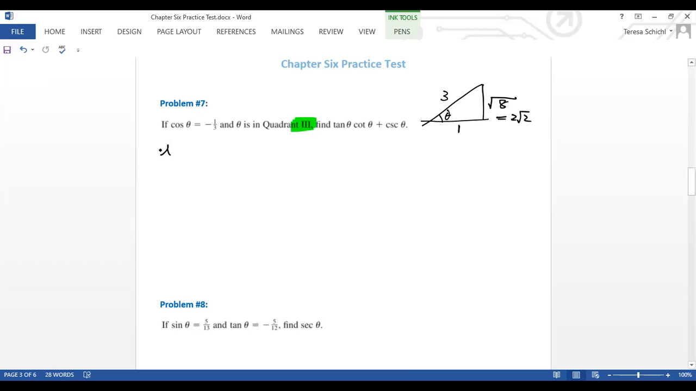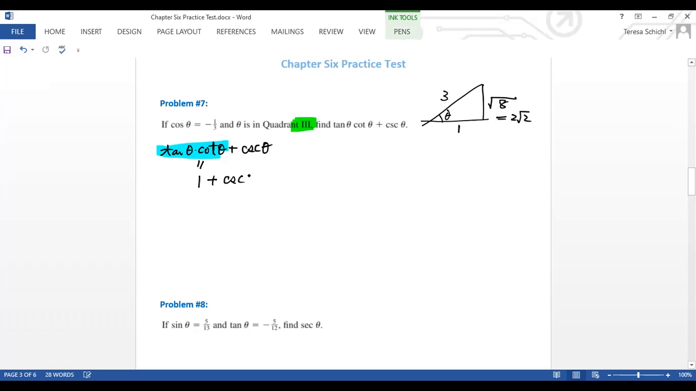The first thing I want to find is the tangent theta times the cotangent theta, plus the cosecant theta. I know the tangent times the cotangent is an identity, because the tangent and the cotangent are reciprocals of each other. So it doesn't matter where the theta is located. This one is always 1, correct?